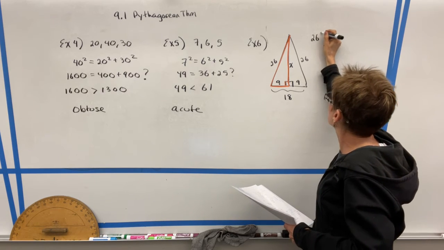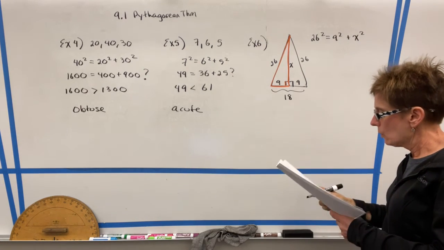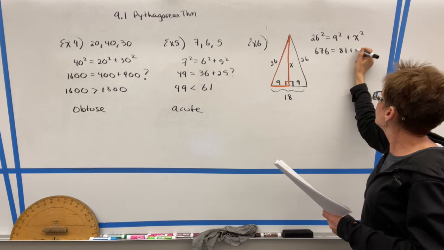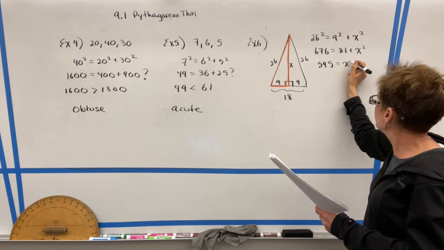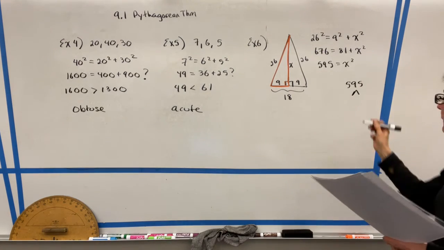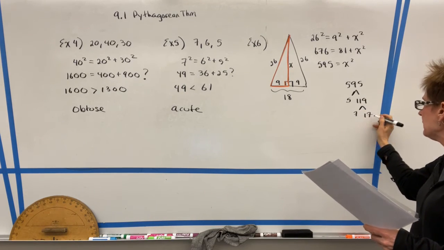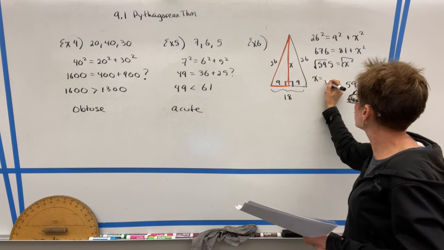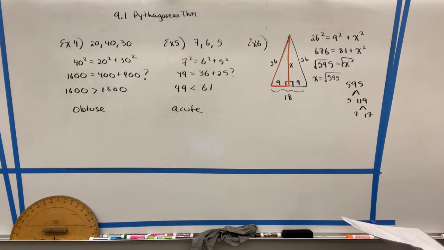So 26 is the hypotenuse, and then I would need to set that equal to 9 squared plus x squared. When I square 26, I get 676. 9 squared is 81. When I subtract that, I get 595. When I do a factor tree for 595, I can see that 5 goes in 119 times, and then 7 goes in 17 times, but there are no pairs. So even though it's a very large number, the answer is just the square root of 595. So that would be how we would find x in that situation.